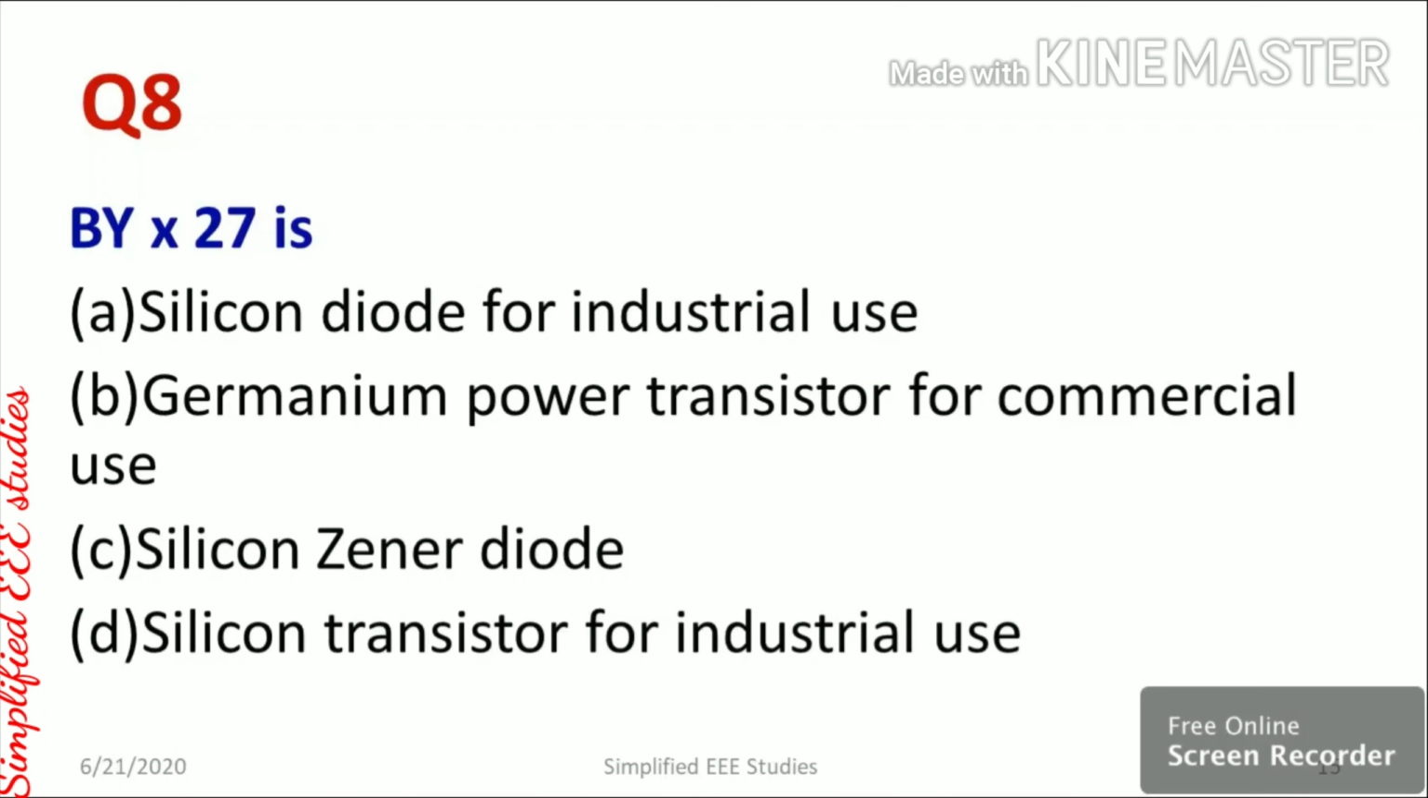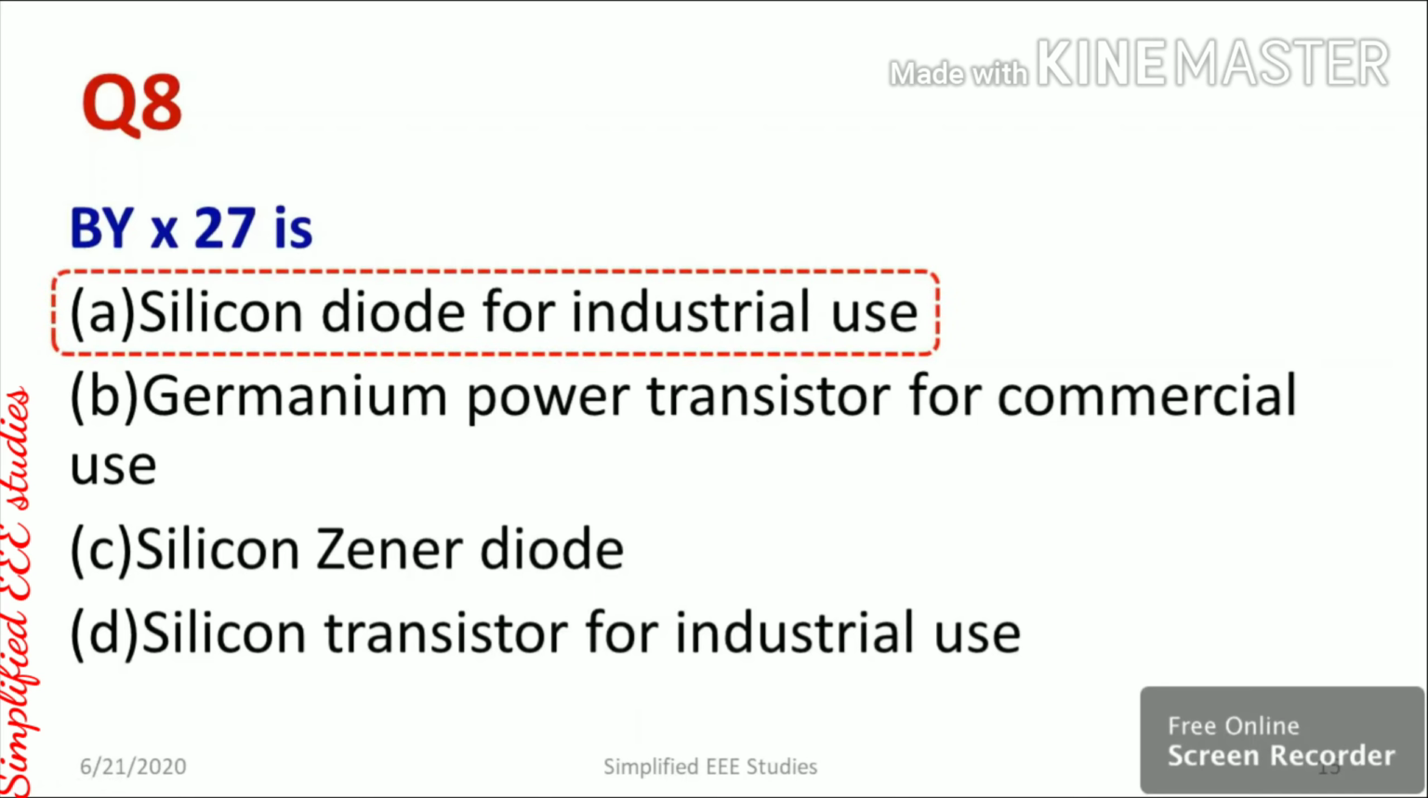Let's come back to question number 8. BY 127 is option A, silicon diode for industrial use; option B, germanium power transistor for commercial use; option C, silicon Zener diode; and option D, silicon transistor for industrial use. Option A is the right answer. Silicon diode for industrial use. BY 127 is nothing but a silicon diode for industrial use. You can download the data sheet of BY 127 directly.